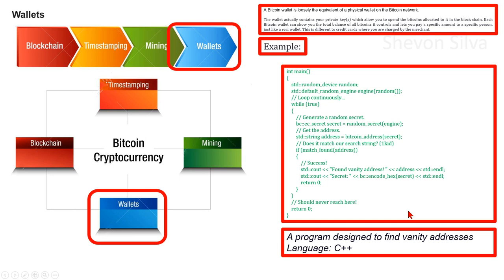Here you can see a loop continuously, a while loop here, generate a random secret here and get the address here, and does it match our searching string here. Match found, and this is successful, found the vanity address secret here, and this should never reach here.